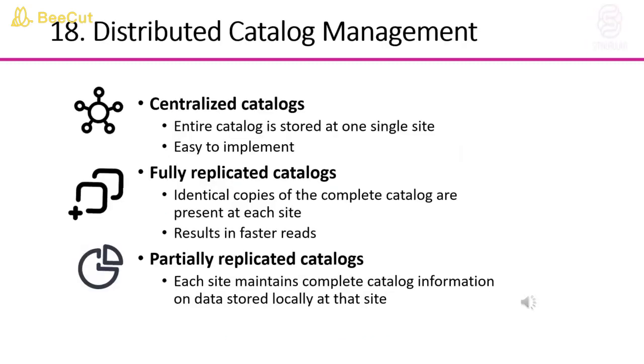3 types of distributed catalog management: centralized catalogs, fully replicated catalogs, and partially replicated catalogs. In centralized catalogs, entire catalog is stored at one single site. It is easy to implement. In fully replicated catalogs, identical copies of the complete catalog are present at each site. Results in faster reads. In partially replicated catalogs, each site maintains complete catalog information on data stored locally at that site.